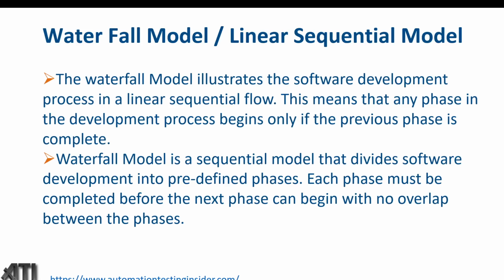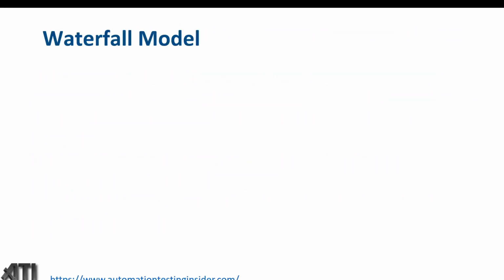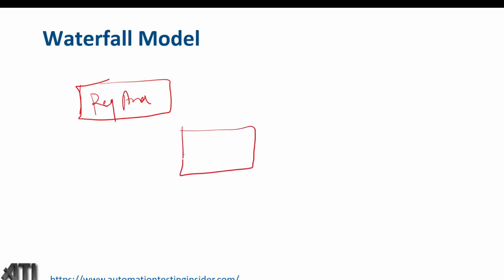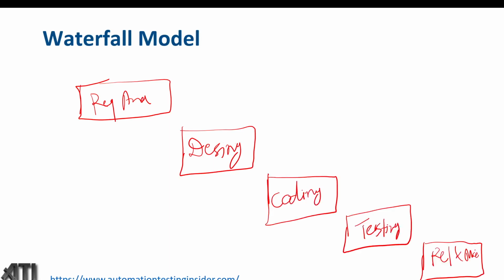Now let's understand with the help of a representation, guys. I'll draw a diagram so that you can understand it better. As we have discussed, different phases are there in the software development life cycle. Like we have requirement analysis, design, and these are the different phases in the waterfall model. We have requirement analysis, and you can say feasibility study as well. And we have design, coding, testing, and release and maintenance.